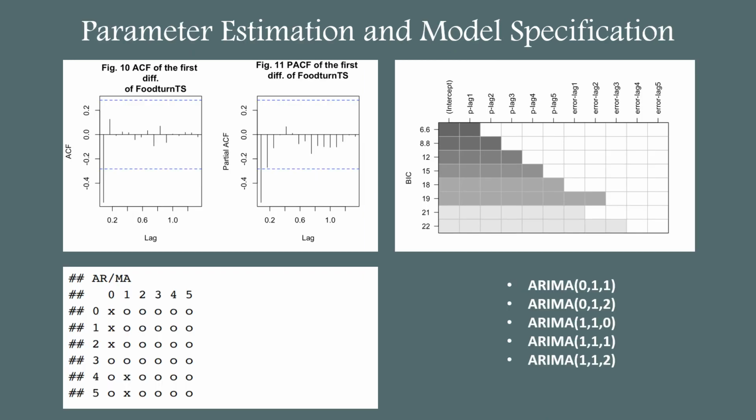We decided to use ARIMA modeling for model fitting and forecasting the data because this differenced series now shows no trend or severe changing variances. From the ACF, PACF, BIC, and EACF plots, we consider the possible models to be ARIMA 011, ARIMA 012, ARIMA 110, ARIMA 111, and ARIMA 112.